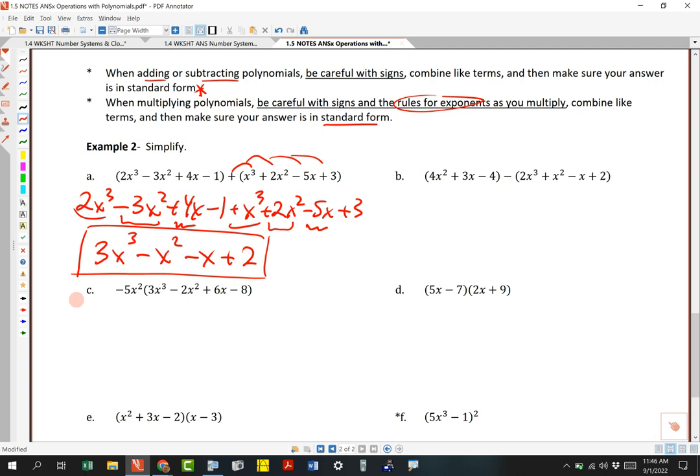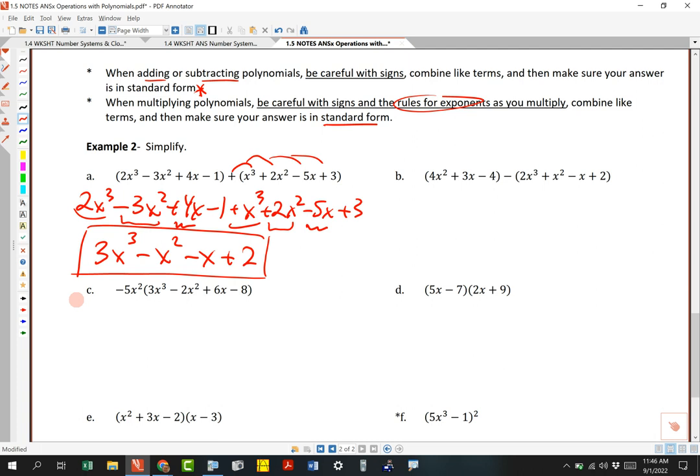Did I get it right? Was I careful with signs? Is it in standard form? If you were asked, what's the degree of each term? Would you know what the degree of each term is? And if you were asked what the degree of the polynomial is, would you know that? And if somebody said, hey, what's the leading coefficient? Would you know what that is? If so, then we're in good shape.